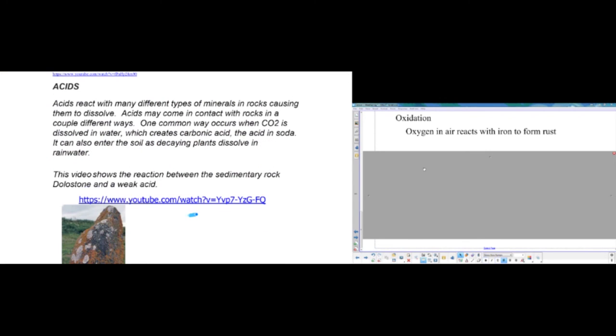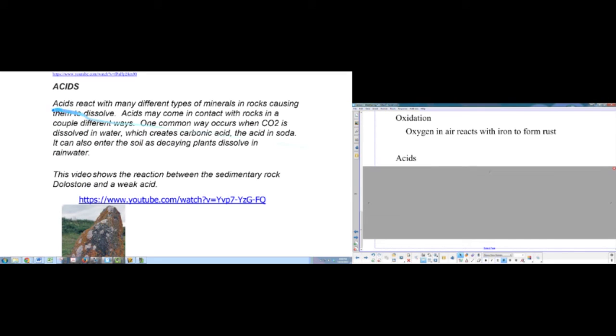Last thing in the notes, last chemical change is acids. Acids react with many different types of minerals and rocks, causing them to dissolve. Acids may come in contact with rocks in a couple of different ways. One common way occurs when CO2 is dissolved in water, which creates carbonic acid, the acid in soda. But it can also enter the soil as decaying plants dissolve in rainwater.